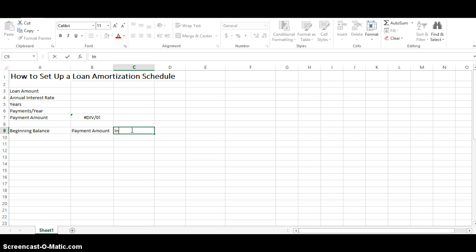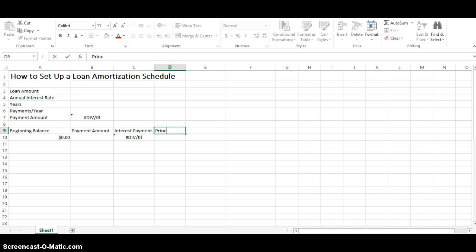Then we're going to enter in our interest, and this is the amount of money that you are paying on interest during this payment cycle. To determine this number, you're going to do the beginning balance times the annual interest rate divided by the number of payments per year to adjust the rate to a monthly or quarterly rate. Now I want to make sure that my beginning balance is tying back to my loan amount, otherwise my interest rate is not going to calculate properly.